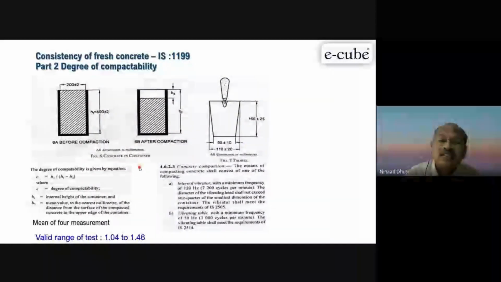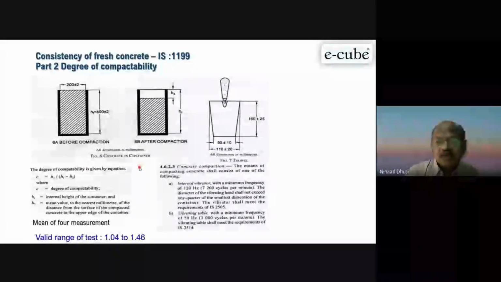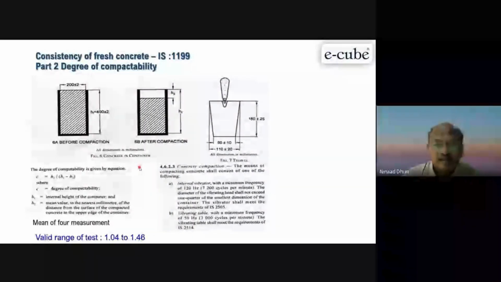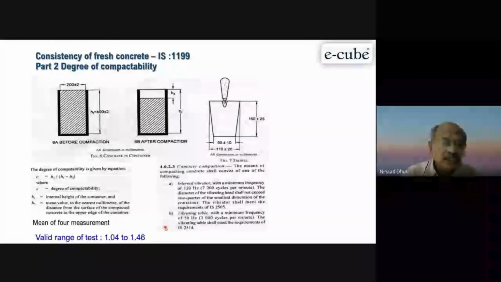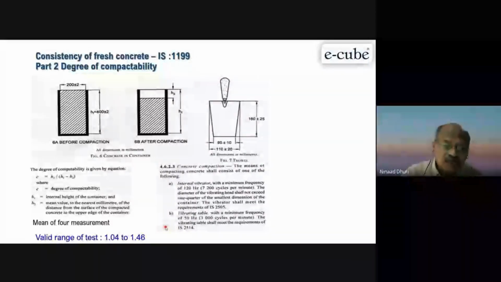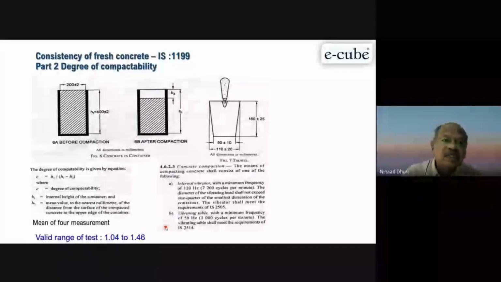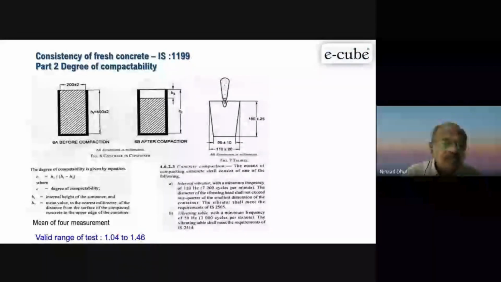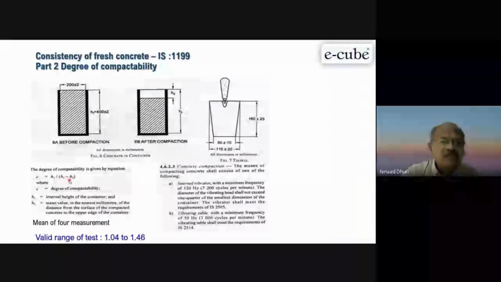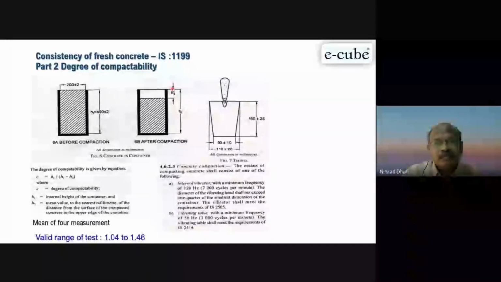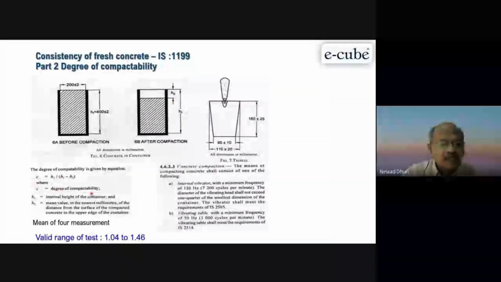especially when the concrete is low slump, when you are working on, suppose, pavement quality concrete. Your slump is around 25-30 mm, and there, what level of compaction is required. If the value is outside the valid range, then you have to reject the concrete. Reproportioning of concrete is required, with the proper amount of water content and admixture content, to get the ratio in between this. H1 divided by H1 minus H2. That is the degree of compactability.